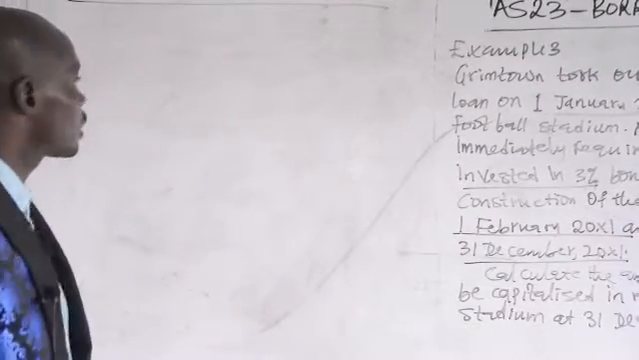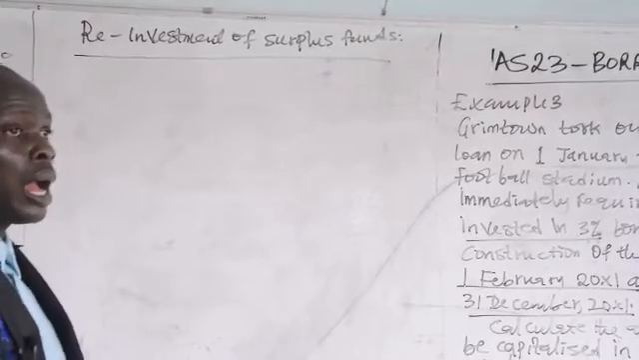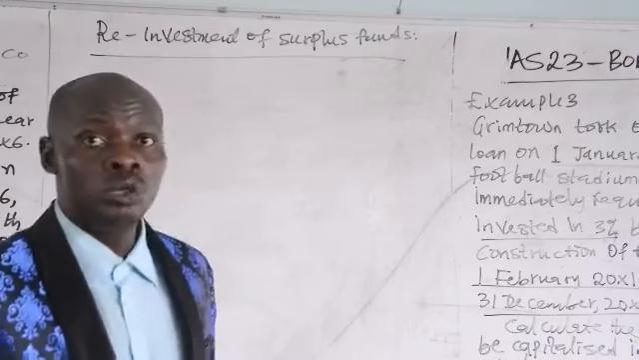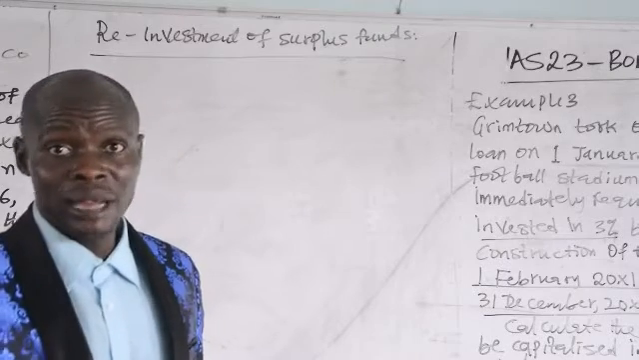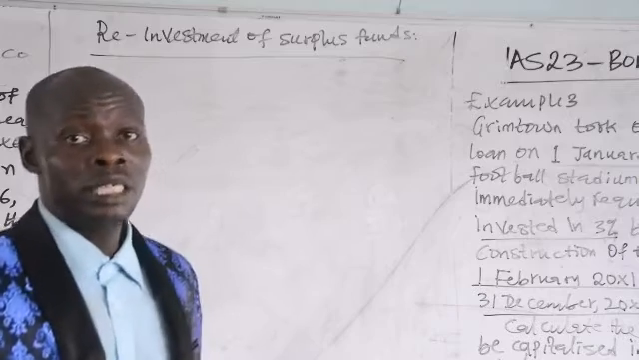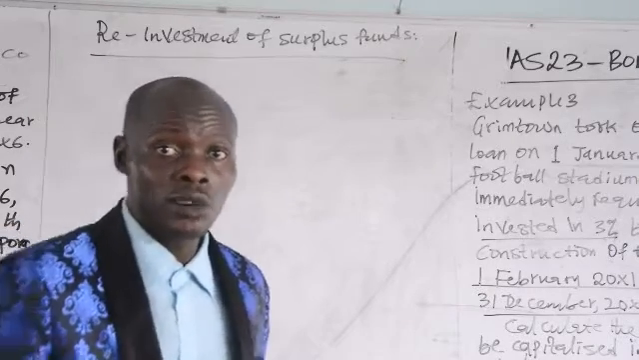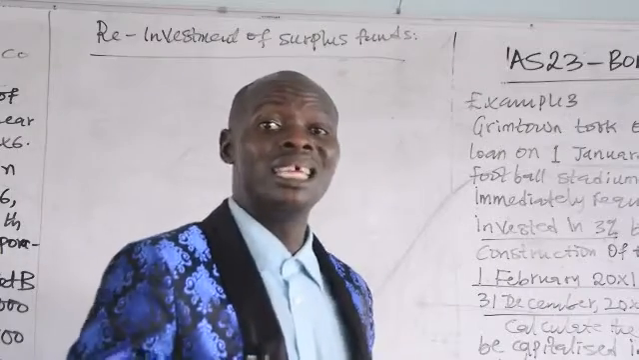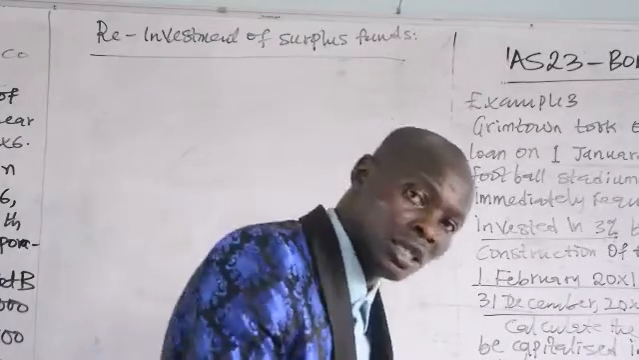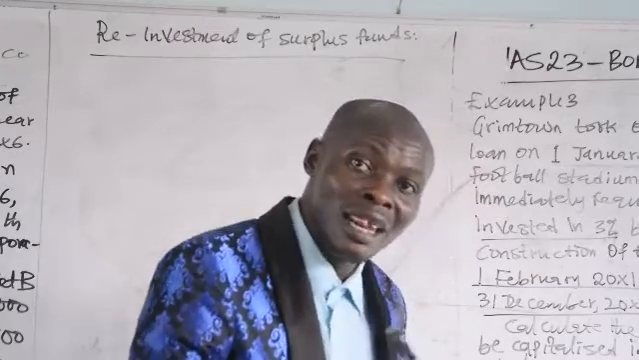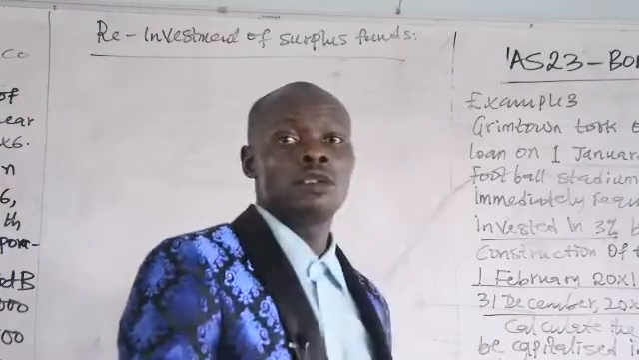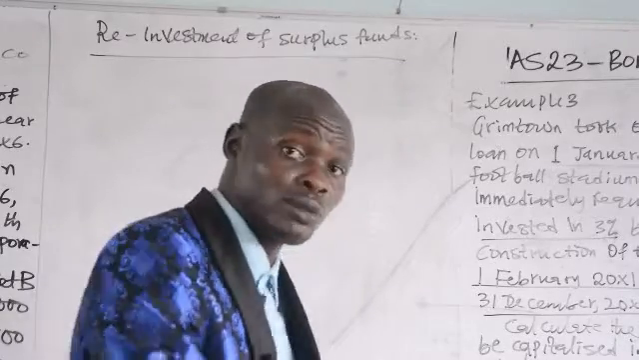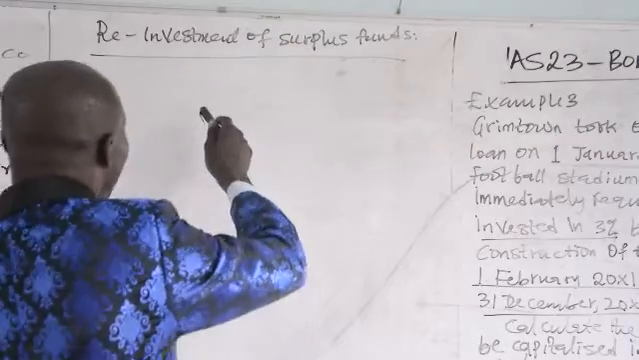Where the surplus funds, or where part of the borrowing costs are temporarily reinvested, the borrowing cost to be capitalized will be the total borrowing cost less investment income received from temporary reinvestment. I repeat, where the surplus funds are reinvested temporarily, the borrowing cost eligible for capitalization will be the total borrowing cost eligible for capitalization less investment income from the investment. That is the income you earn from that investment of the surplus funds. So that's what I mean by reinvestment of surplus funds.